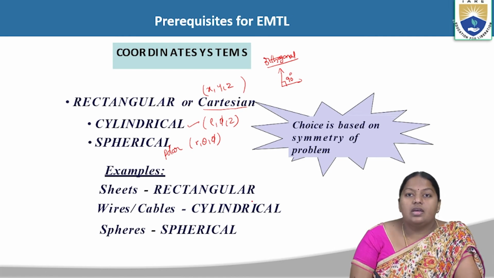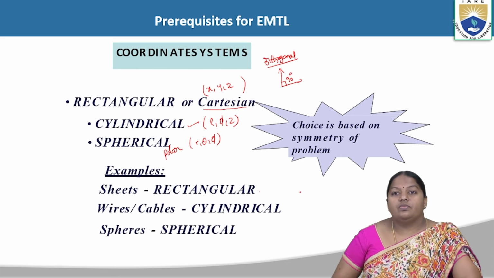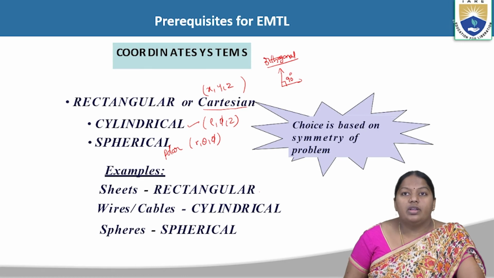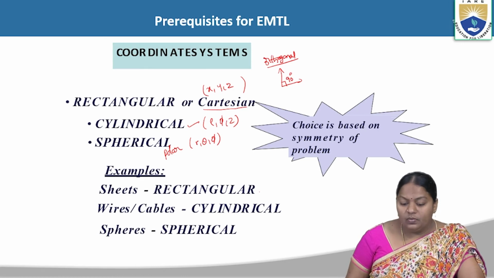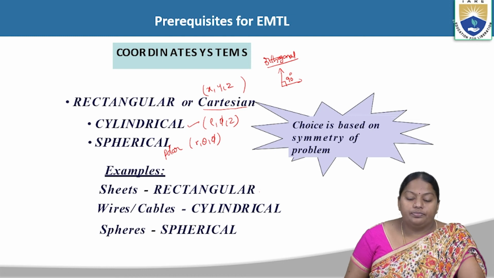For analyzing sheets, we use the rectangular coordinate system, and for wires or coaxial cables, we use the cylindrical coordinate system. For spherical surfaces or spheres, we use the third type, the spherical coordinate system. Right? So coordinate systems are the systems in which all the coordinate surfaces are orthogonal to each other.